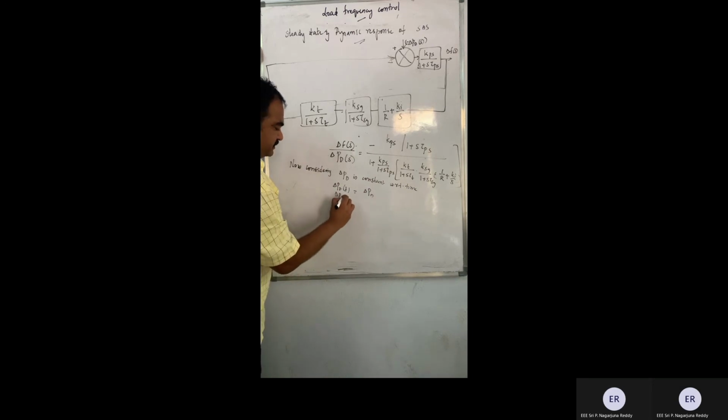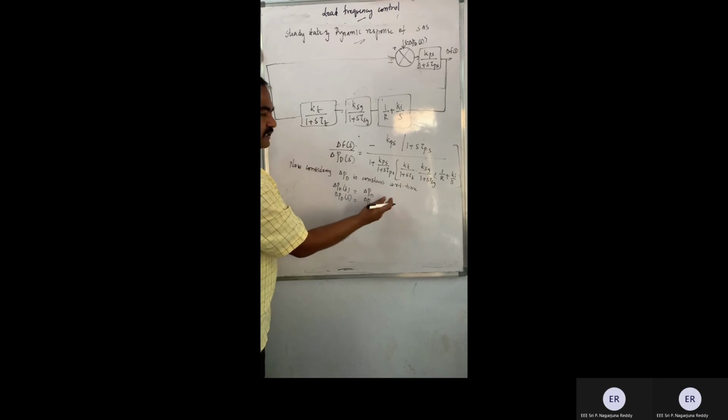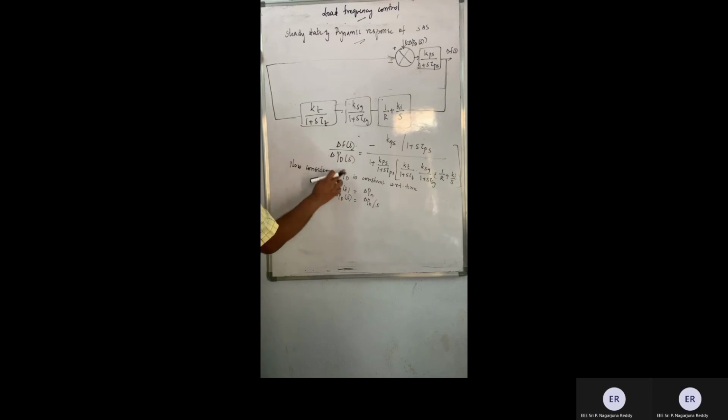So what is delta PD of S, guys? If it is a constant, if it is A, so automatically A by S. So it is delta PD by S. This is the value of delta PD of S. Why? Because I have considered this one constant with respect to time. So I'm going to substitute this one here in this one.